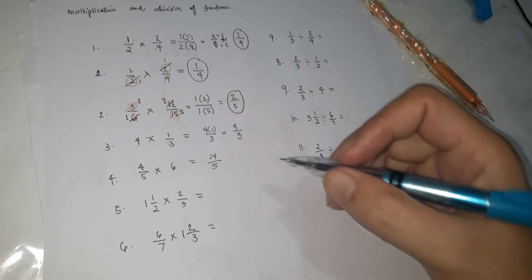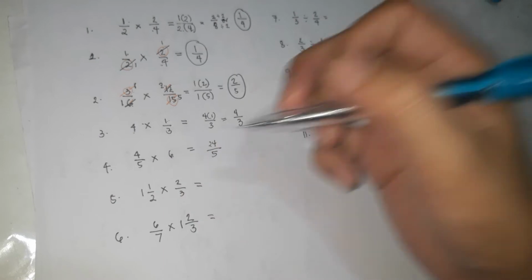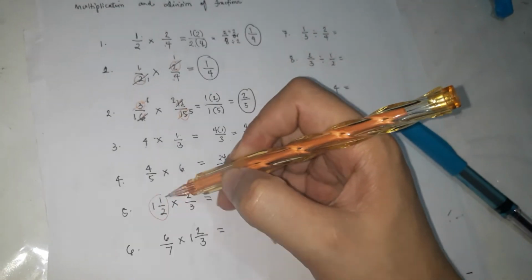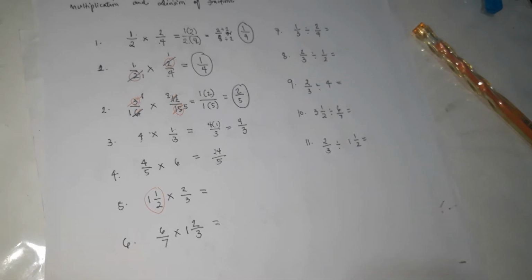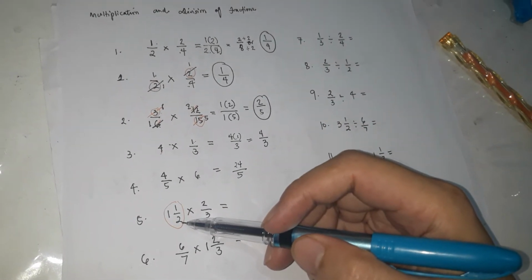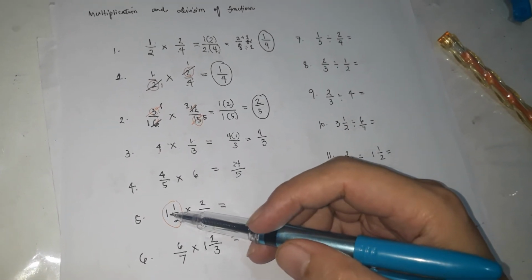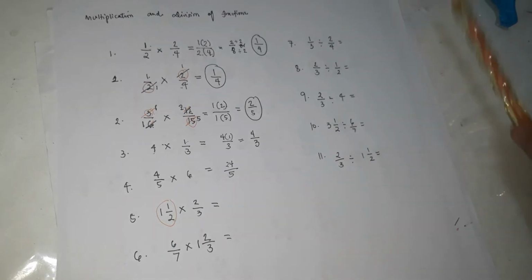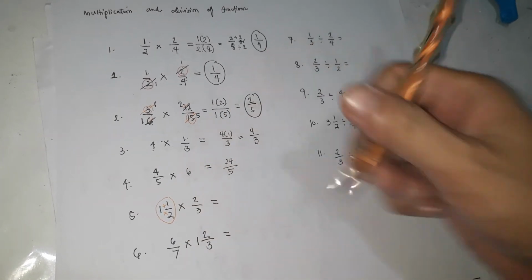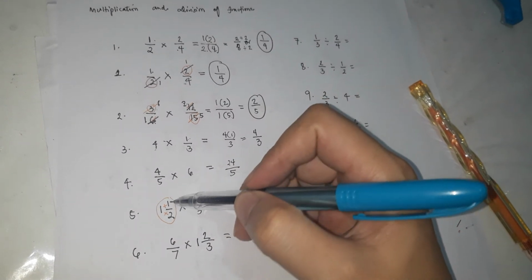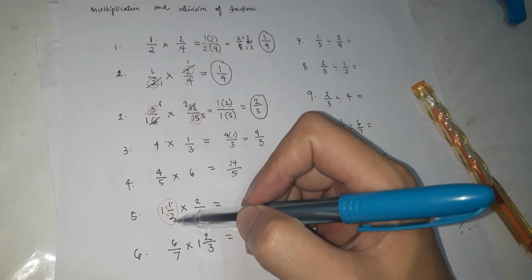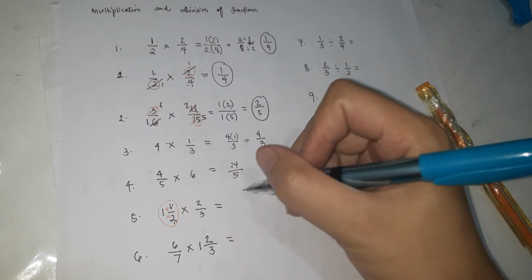So that's the answer. This one, kapag may mixed number naman, this is a mixed number. What you're going to do, the same with addition and subtraction, is change this to improper fraction. So improper, it's times plus. 1 times 2 plus 1. 1 times 2 is 2, plus 1 is 3.